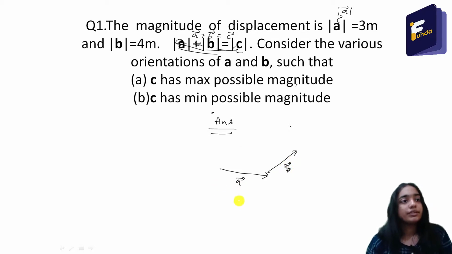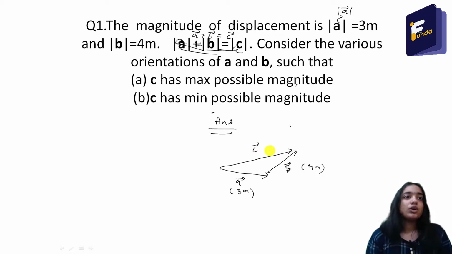The magnitude of A vector is 3 meter. Magnitude of B vector is 4 meter. So let's say this is the C vector. Okay, this is the C vector. So what will be the magnitude of this C vector? By seeing this diagram, we will think what will be the magnitude.